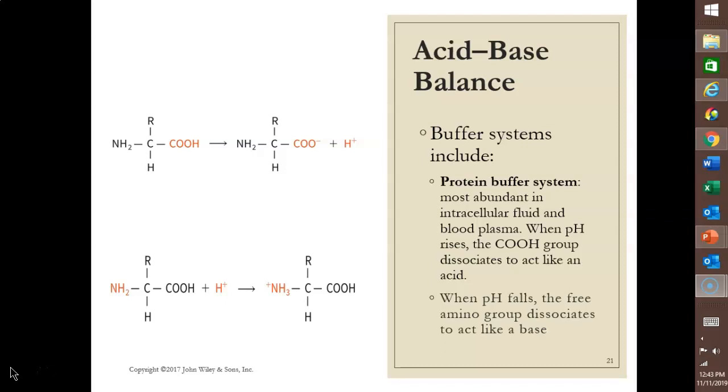One of the buffer systems that the body uses is called the protein buffer system, and it's the most abundant buffer in the intracellular fluid and blood plasma. Proteins are composed of amino acids that contain a carboxyl group, that's the COOH group, and an amino group, that's NH2. Carboxyl groups act like an acid by releasing hydrogen ions when pH rises. The amino group can act as a base by combining with hydrogen ions when pH falls. So proteins can buffer both acids and bases.